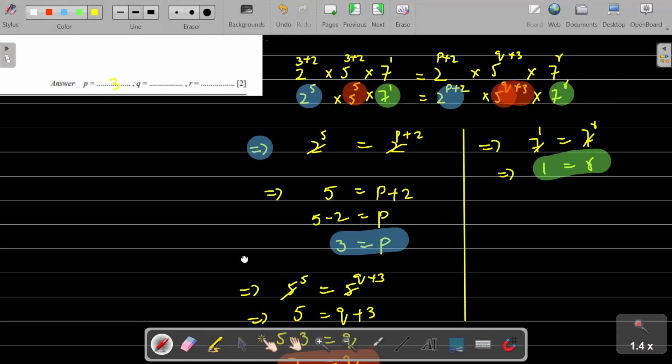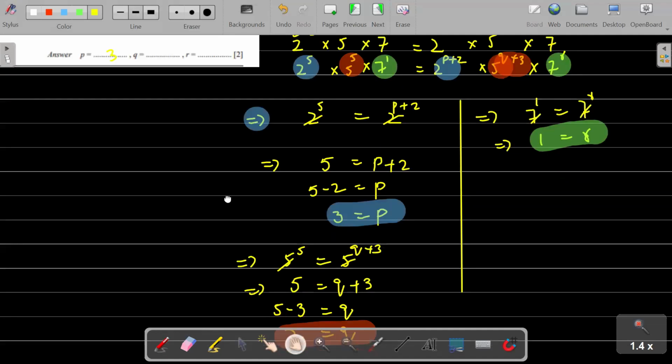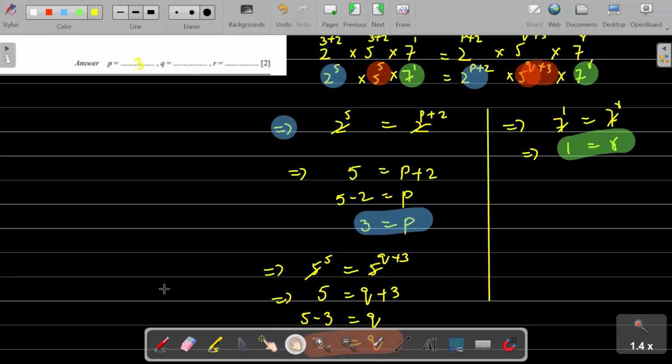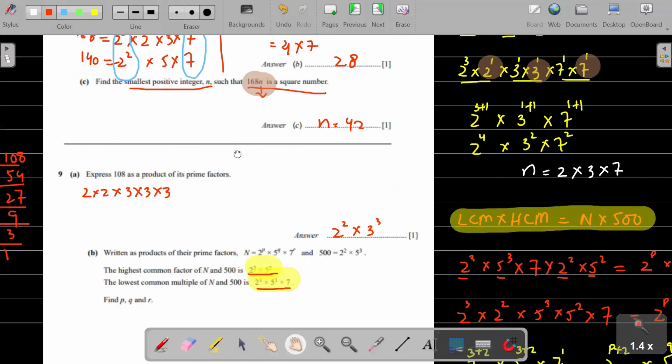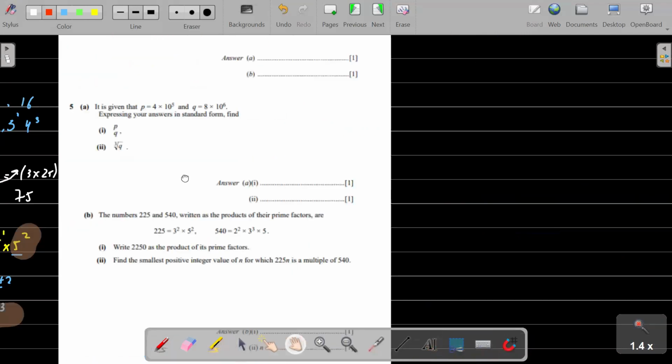So P is 3 and you can see Q is 2 over here. Q is 2. It is not visible. So P is 3, Q is 2 and R is 1. That is my answer. Let's move to next question.